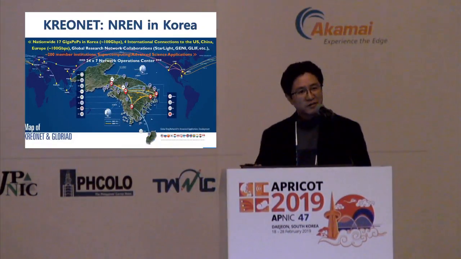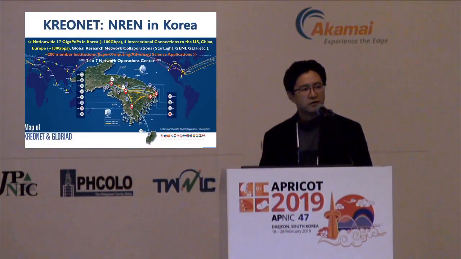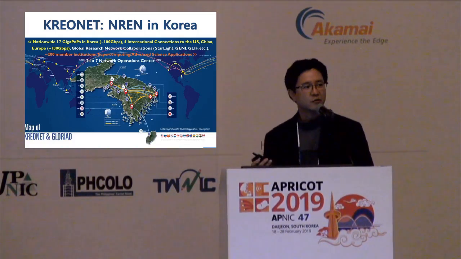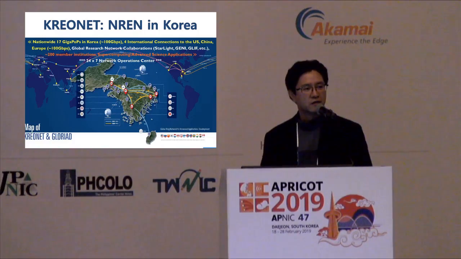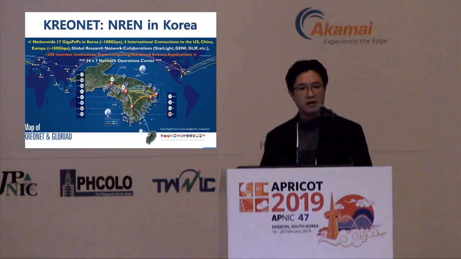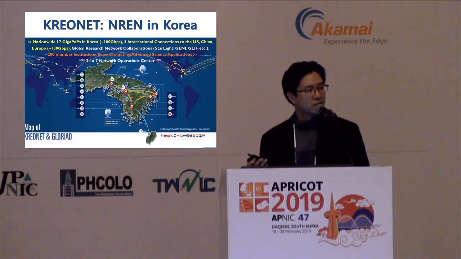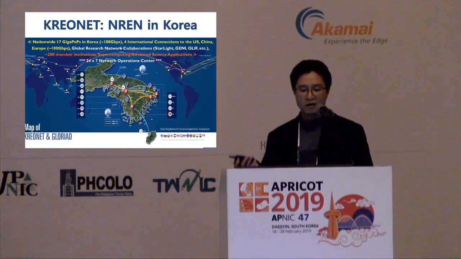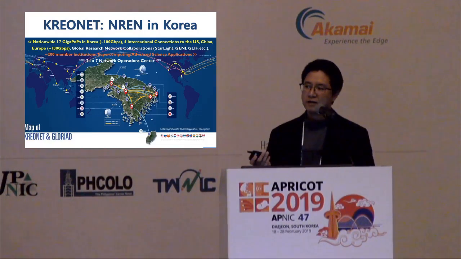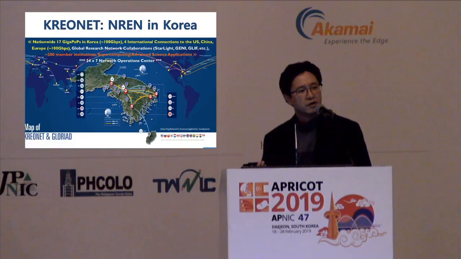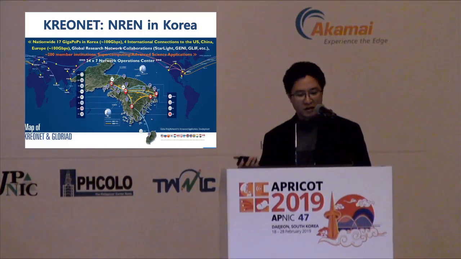So what is KREONET? Actually, KREONET is the national research networking infrastructure in Korea, providing up to 100 gigabit per second networking for our users in the field of science and technology. And it has nationwide 17 GigaPOPs in Korea, and 4 international connections to the United States, China, and Europe. And we have been collaborating with many global networking and research partners like StarLight, GEANT, and GLORIAD, et cetera, since 1988. And recently, we started a new network softwarization project that is called KREONET-S.